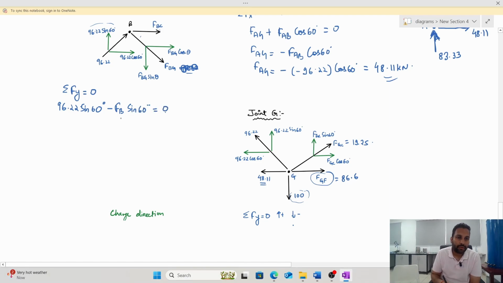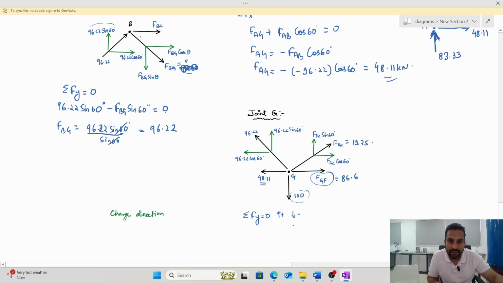So my FBG would be 96.22 sin 60 divided by sin 60. So this would become 96.22. It is positive, that means no need to change the direction. So this FBG is nothing but 96.22.